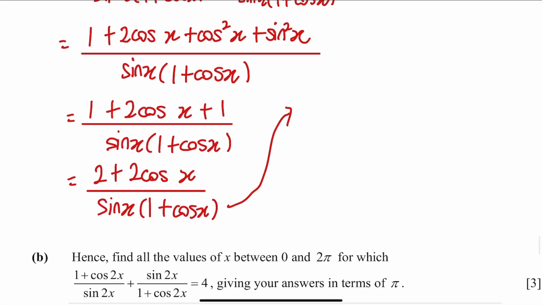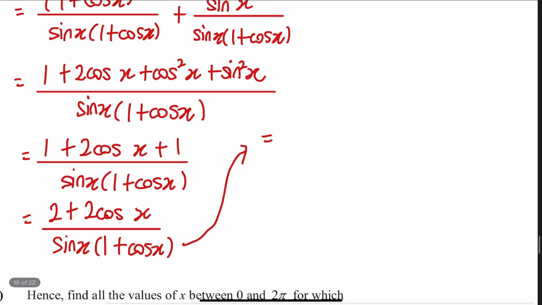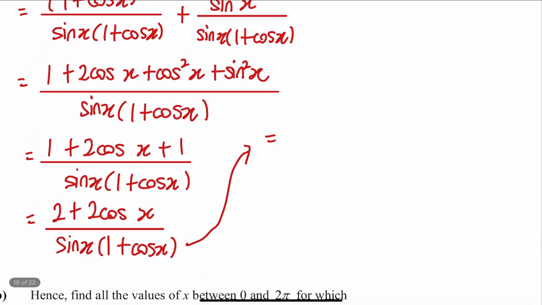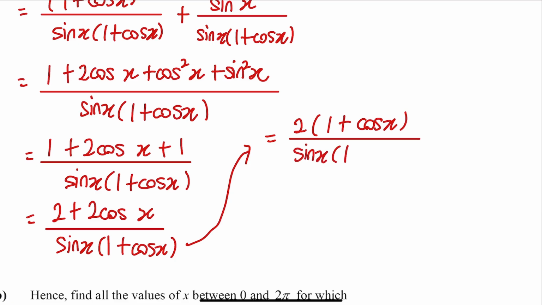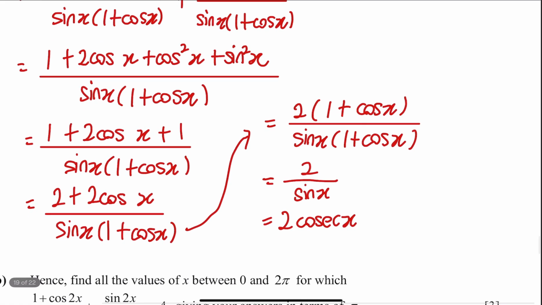Therefore, continue to simplify. Factorize out common factor from the numerator. Okay, you will get, factorize out 2, then 1 plus cosine x over sine x times 1 plus cosine x. And therefore, we can cancel out common factor from the numerator and denominator, which will leave me with 2 over sine x, which is equal to 2 cosecant x. And therefore, this is the right hand side, therefore proven.